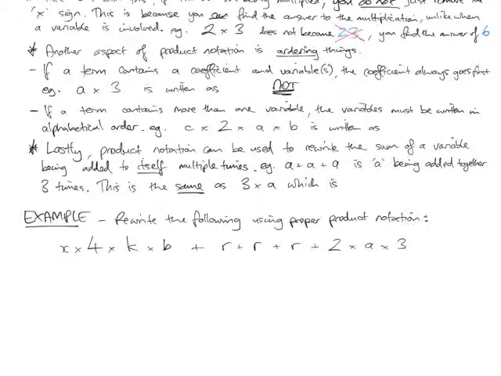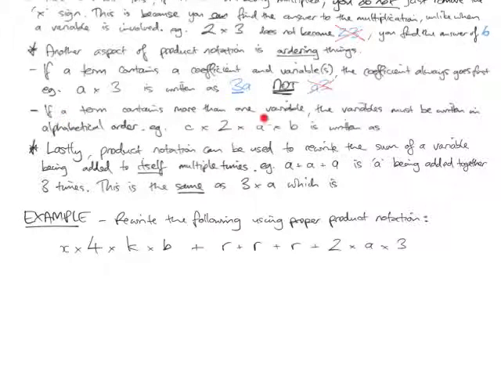Another aspect of product notation is ordering things. If a term contains a coefficient and a variable, the coefficient, so the number part of a term, always goes first. So if you've got a times by 3 here, so a variable times by number, it's going to be written as 3a. The coefficient 3 goes first, the variable goes second, not a3. It's not written in that order. The number always comes first. The coefficient comes first.